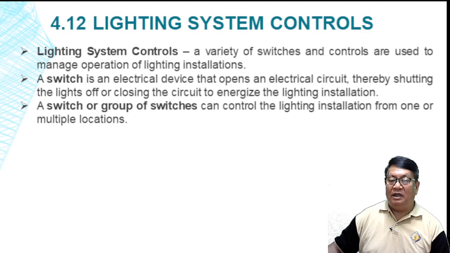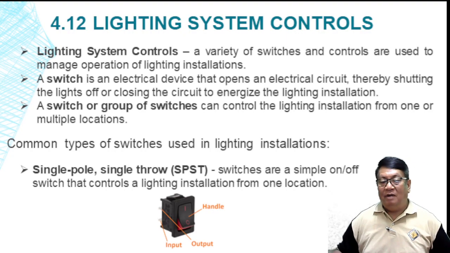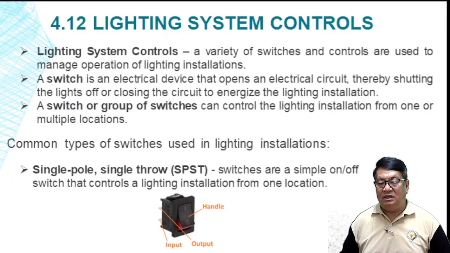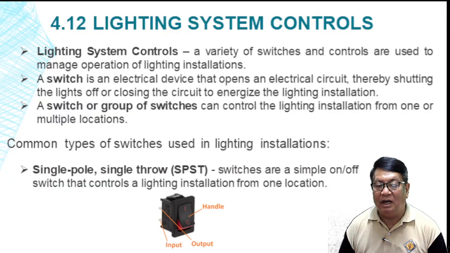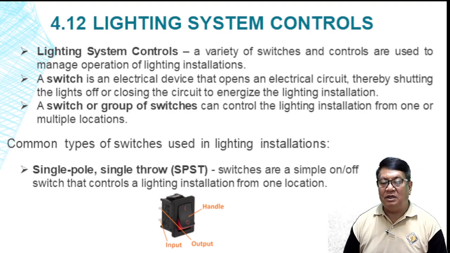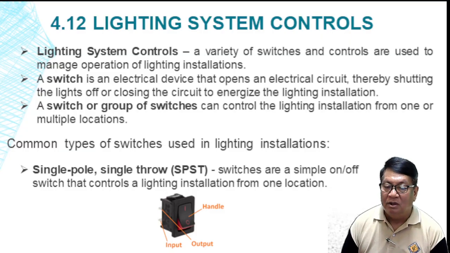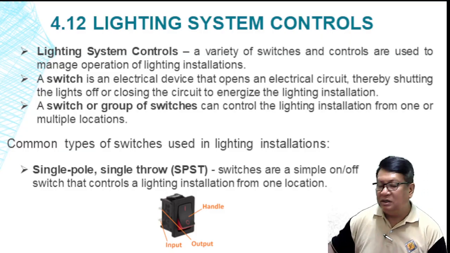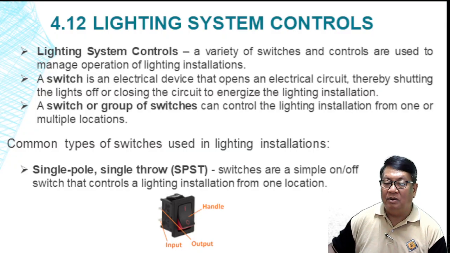So we also have lighting system controls. We have these different controls. There are switches, which are the most common, a switch or group of switches. A common type of switch used in lighting installations is the single pole, single throw switch. Single pole, single throw switch, that is the most common.